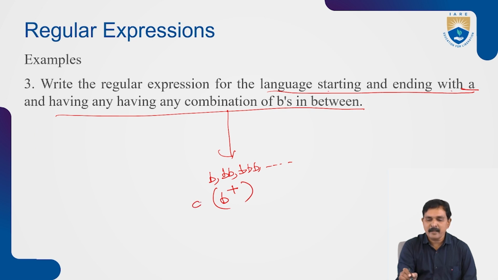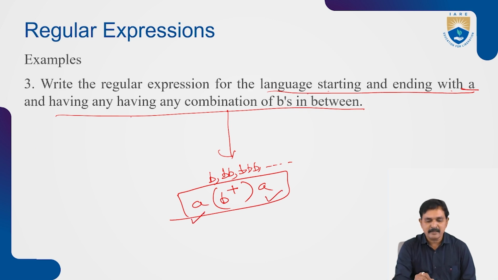And the other condition is starting and ending with a. This is the final combination: starting and ending with a, with any combination of b's between. It may be a single b, two b's, or three b's combination.